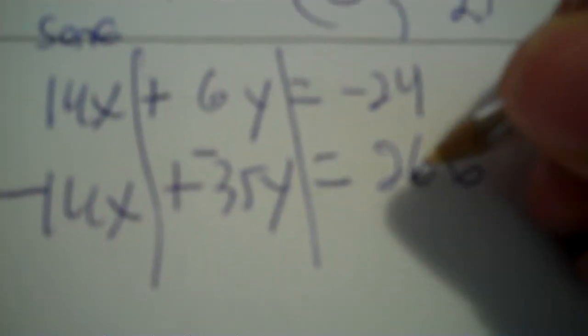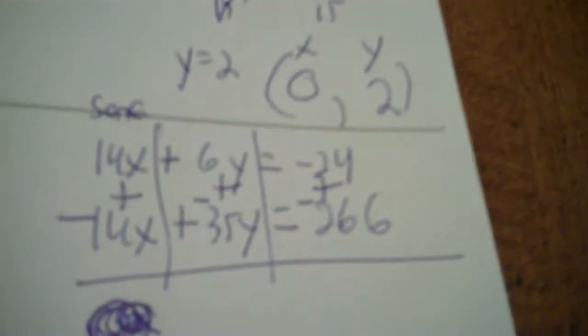Now, remake your columns, because now you have the same right there, but they can't both be positive, okay? You need one of each. So a negative, and then the 35y turns negative, and the 266 goes from positive to negative, okay? And then you're adding all these. 14 plus negative 14 is 0x. Good, the x is eliminated. Then I take a positive 6 plus a negative 35. That's negative 29y. Then I take a negative 24 plus a negative 266, and that's negative 290.